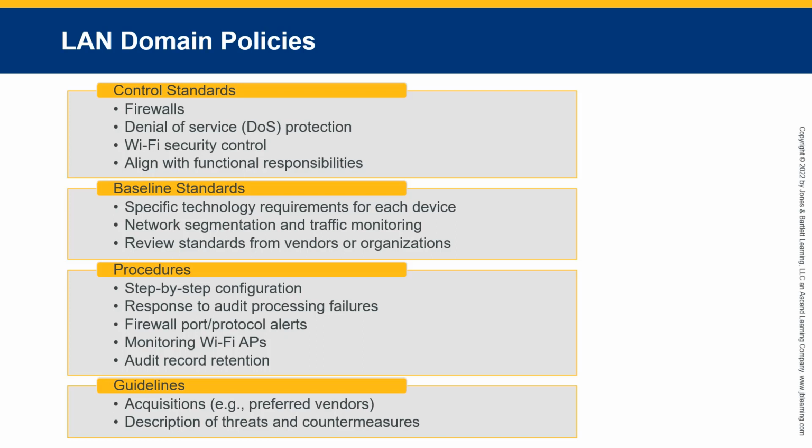Review standards are also very important of vendors and organizations. The procedures include step-by-step configuration, response to audit processing failures, firewall port and protocol alerts, monitoring Wi-Fi APs, and the audit of record retention. Next is guidelines: acquisitions, preferred vendors, description of threats, and countermeasures.